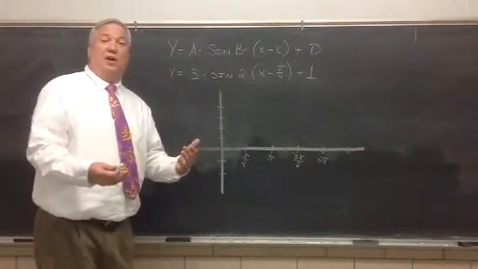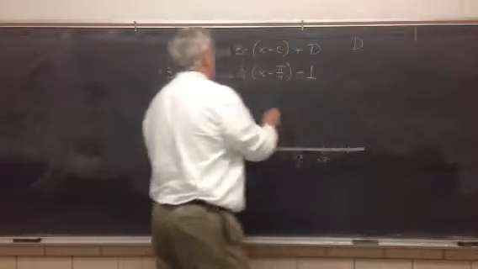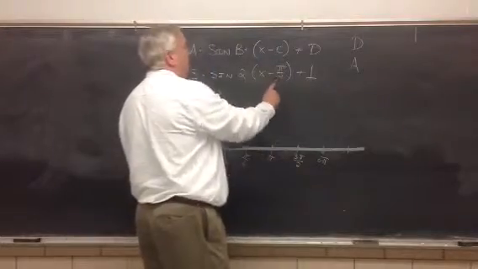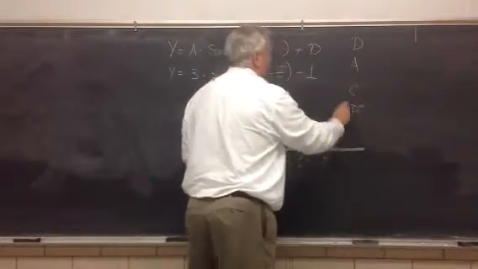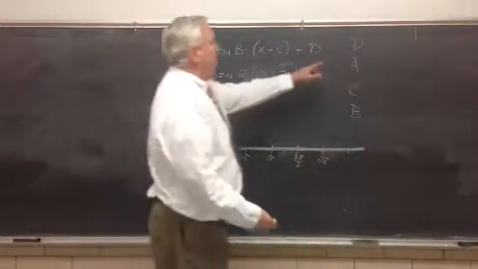People ask, where do you start? Well, you know where I start? I start with the D value. Then I jump to the A value, and I'll explain all that. Then we do the C value, and then finally the B value. DACB.